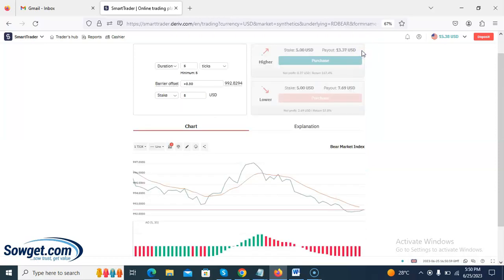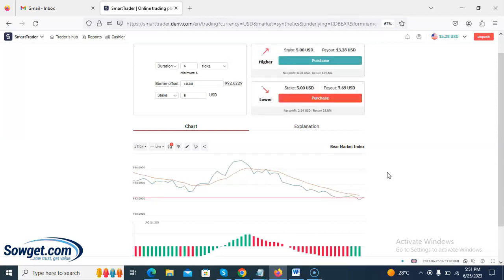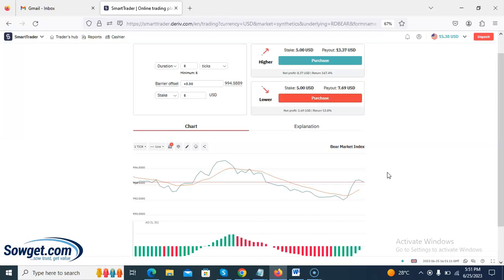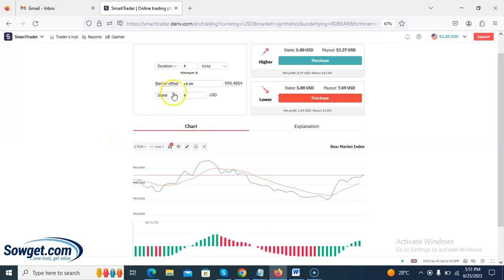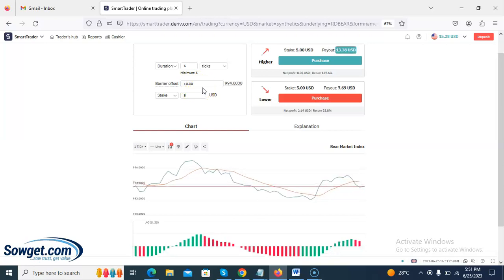Because of time and I don't want the video to be too long, I'll take one more trade, and we'll call it a day. Make sure to practice this very well. We've taken two trades now, and let's wait for the third trade. Remember the barrier offset is very important. Make sure that it's plus 0.3. Let's see if we could take another trade.